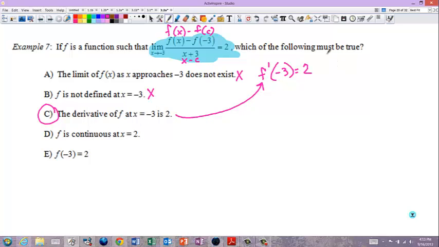Which of the following must be true? Yeah, that must be true. It also has to be continuous. I think D must be true too. Oh no! D, the reason it's wrong is because it says at x equals 2, and the x value we're looking at is negative 3. And f of negative 3 is 2? No, that's not true. F prime of negative 3 is 2.